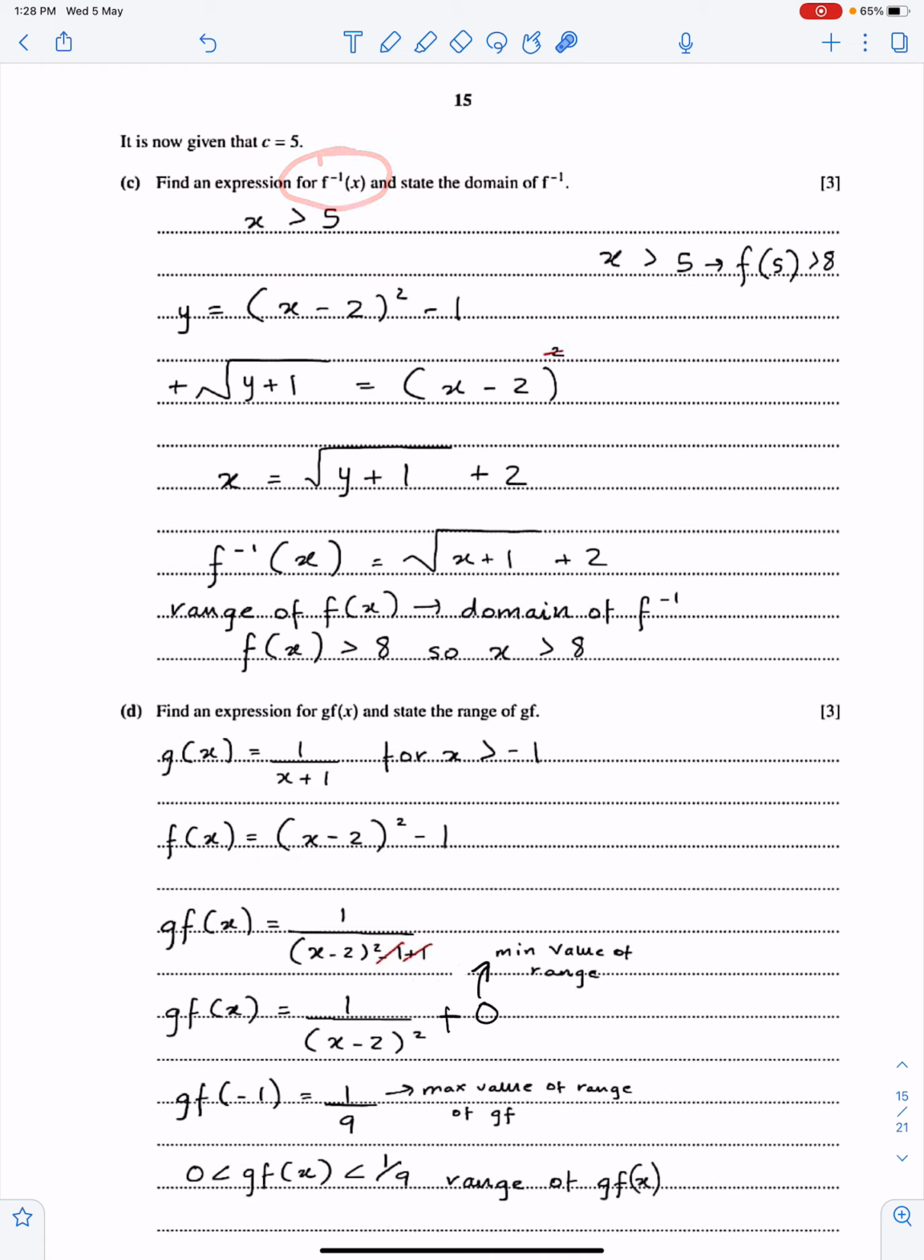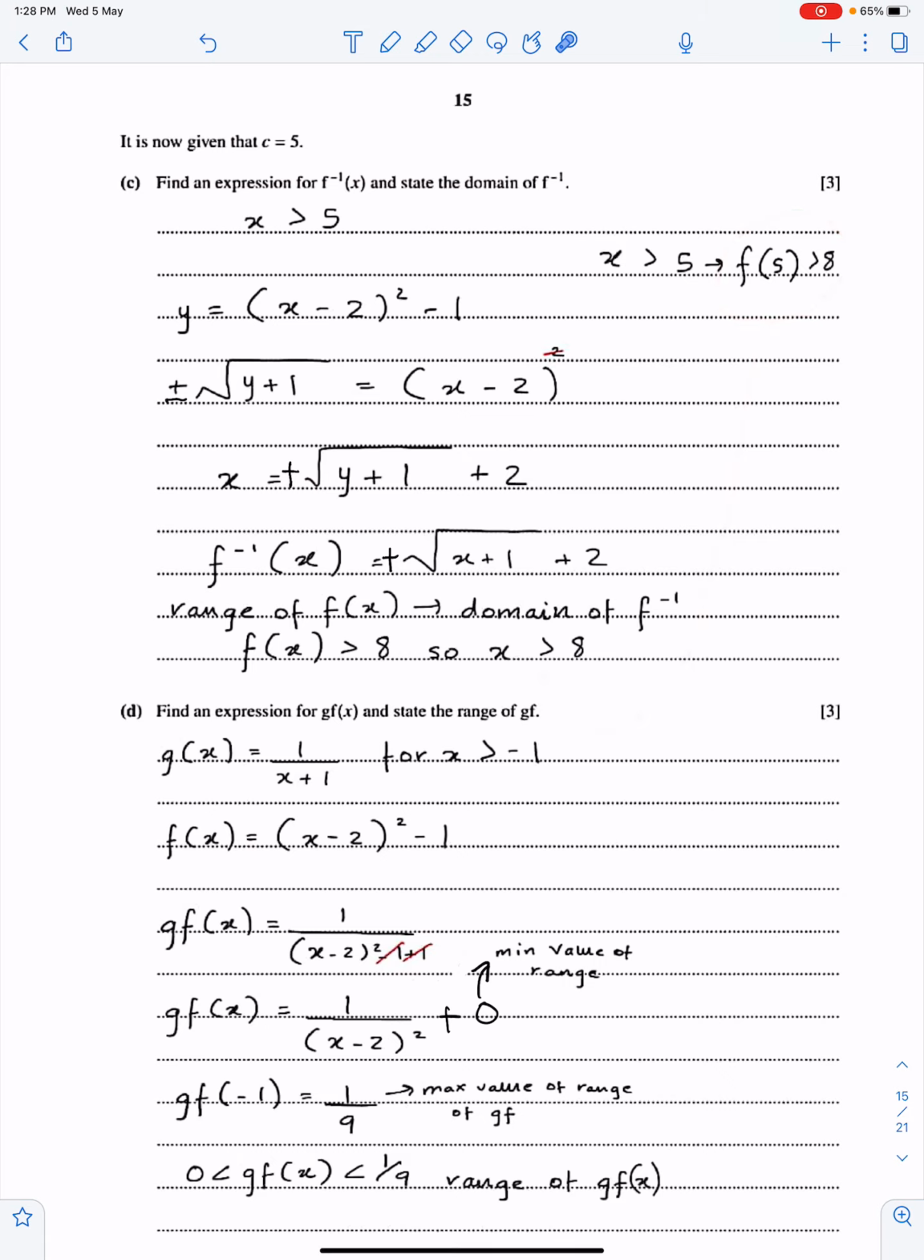Now f inverse. You need to separate this bracket first and then you need to take a square root on both sides. When you will take a square root, you will have two signs, plus minus. You have to take the plus sign because x is increasing. Since the domain has greater sign, so you need to take just a plus sign. This is the expression for f inverse. And its domain will be the range of this function. You all know the range of f will become the domain of f inverse.